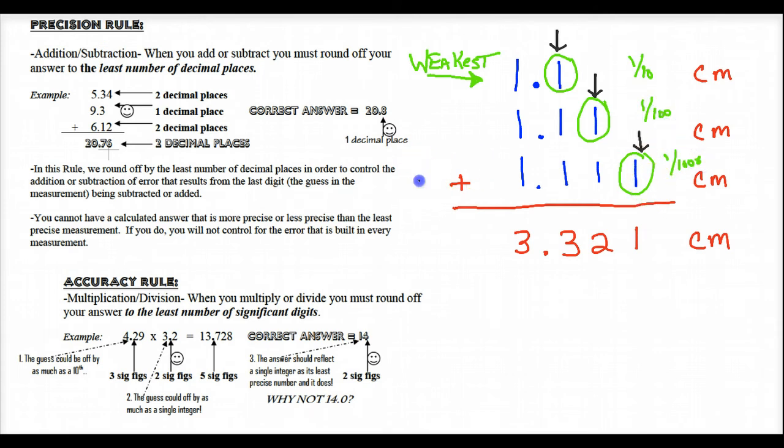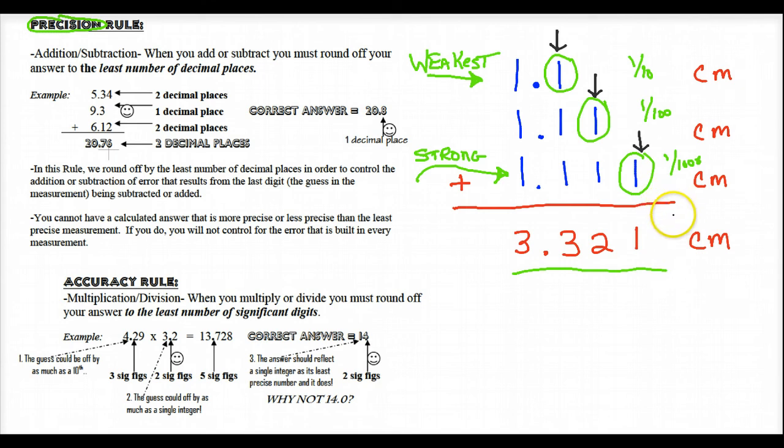So the strongest number, the number that's more precise, right? That's giving me a lot more precision. Okay, this is the strongest number, or the most precise number. Now, I'm going to add a very precise number with two other numbers that are not as precise. So what I'm saying is our answer, 3.321, is reflecting, if we keep it that way, the most precise device.